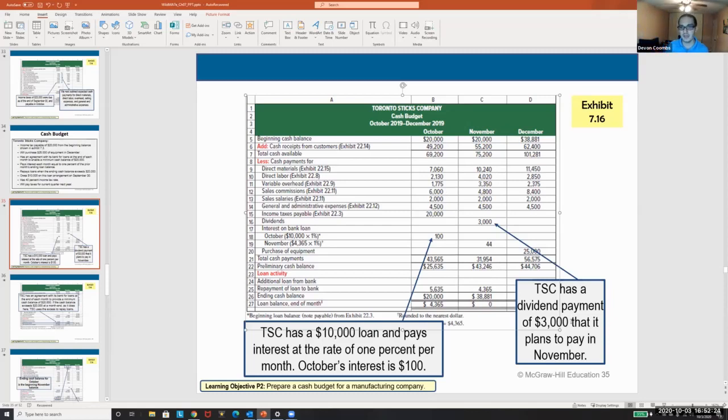Now that we have an excess of cash, we go through this all again. We don't have anything else we're supposed to worry about except our purchase of equipment. We purchase our equipment for $25,000. Our total cash payments are $56,575, and now we have a remaining cash balance of $44,706.